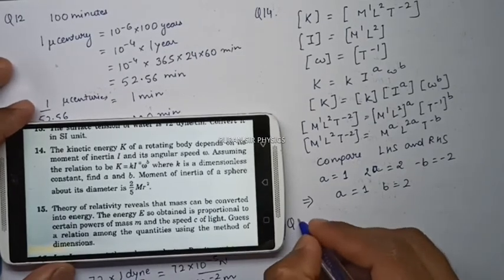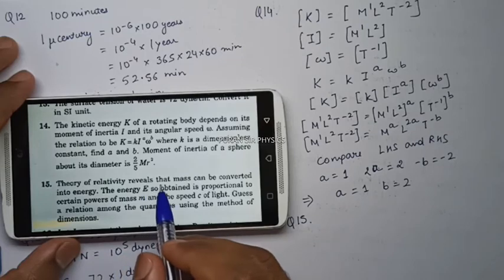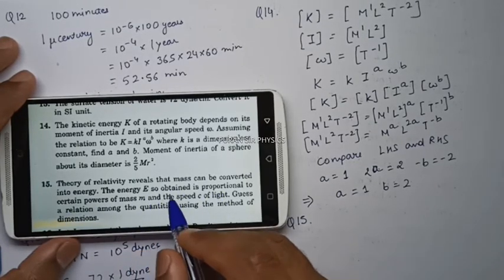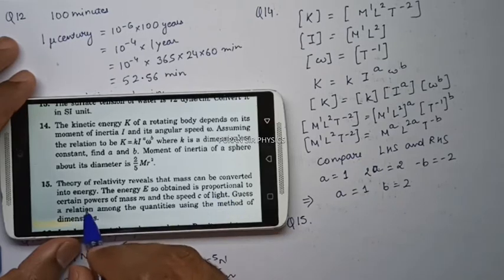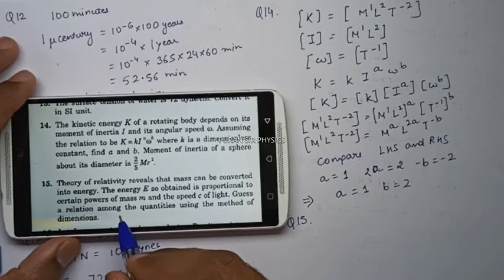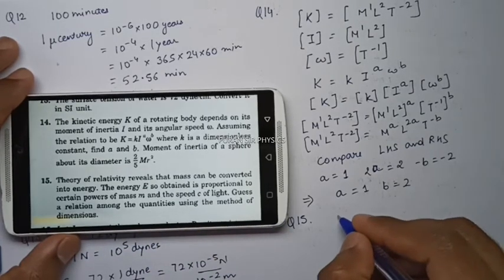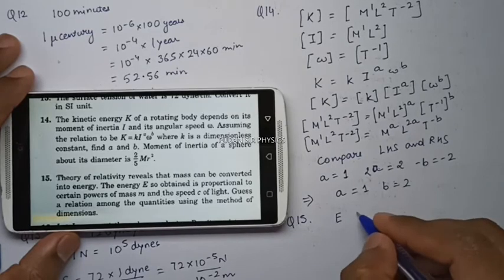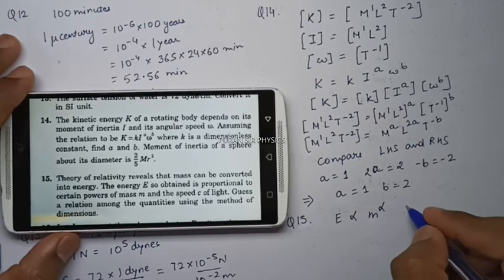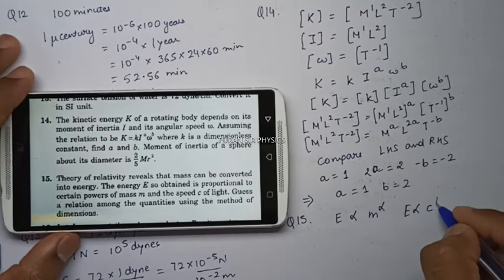So in question number 15, the theory of relativity reveals that mass can be converted into energy, and the energy E so obtained is proportional to certain powers of the mass and the speed of light c. Guess a relation among the quantities using the method of dimensions. So we are given that E is proportional to some power of your mass, say alpha, and E is also proportional to some power of the speed of light, say beta.